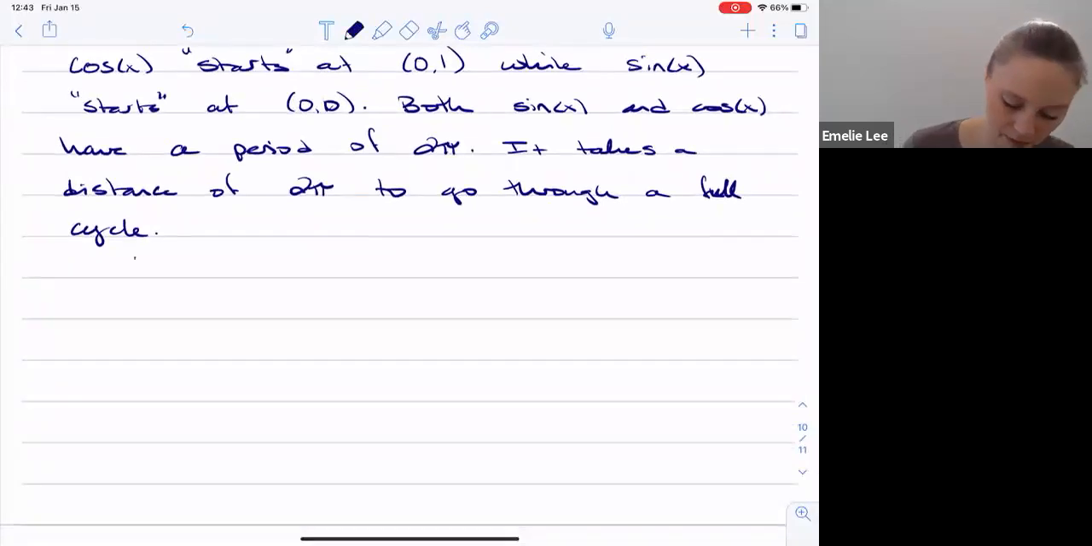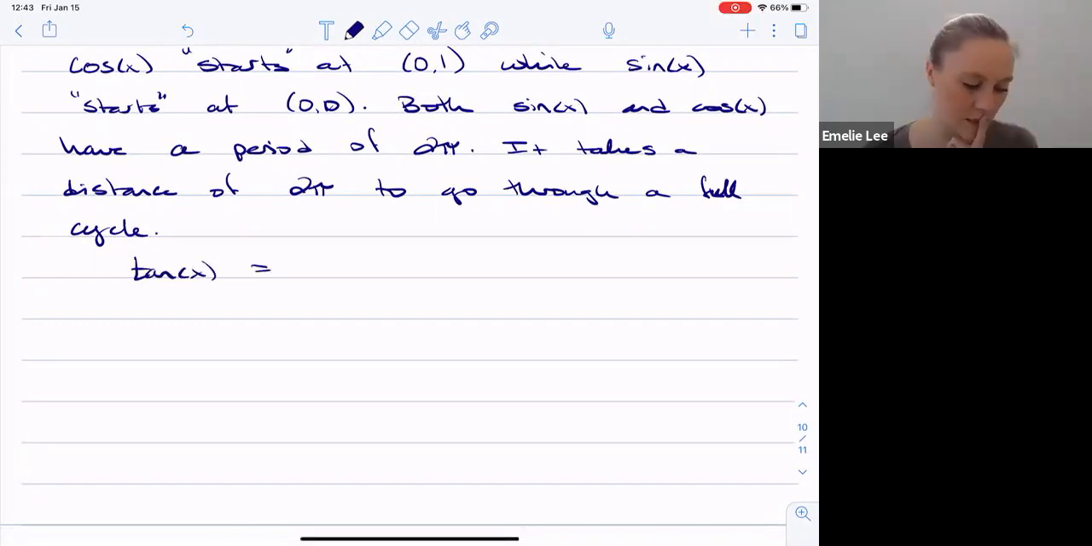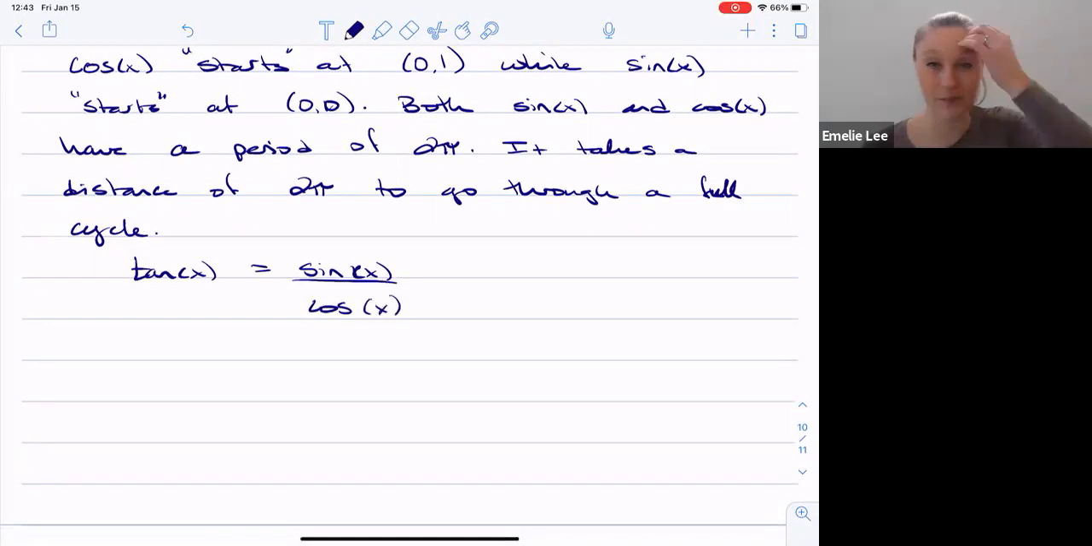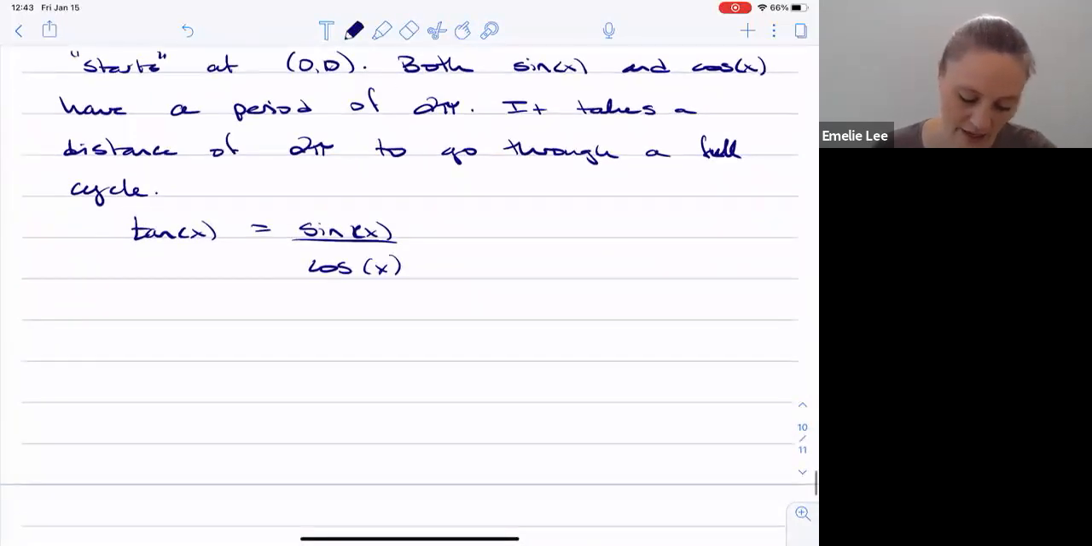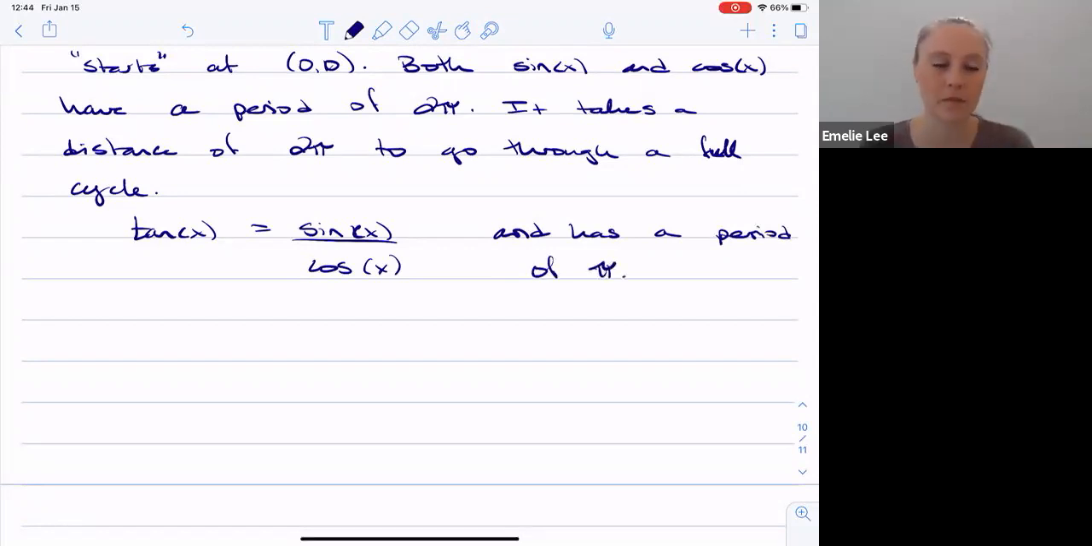Okay. Tan x is sine x over cos x. Hope I didn't screw that up. I'm pretty sure. Y over x. And it has a period of pi, as opposed to 2 pi.